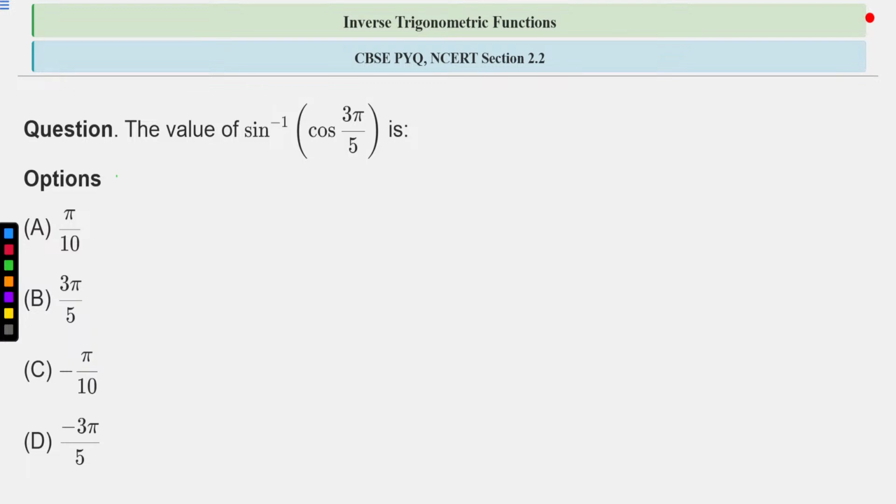Okay, the hint of this question is what can we do? We have to find the value of sine inverse cos 3 pi by 5, right? So first we will try to convert this cos 3 pi by 5 into sine theta. And after that we can write sine inverse sine theta is equal to theta, when theta lies between minus pi by 2 to pi by 2, right? Clear? So in such a way, you can try to approach this question.